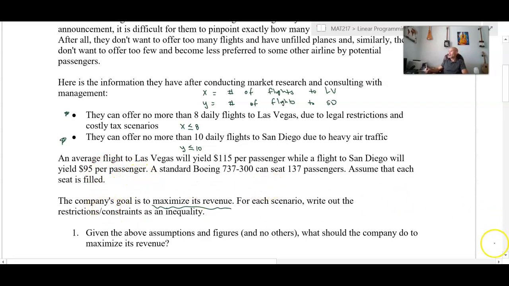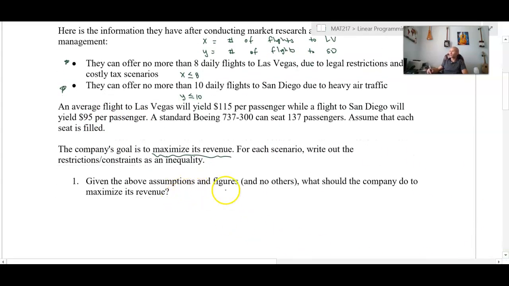Great, so we want to maximize revenue, so we can start writing our objective function. So what do we want to do? We want to maximize this function, this revenue function. It doesn't matter what name we give it. I'll just use capital R though. And how do we calculate the revenue?